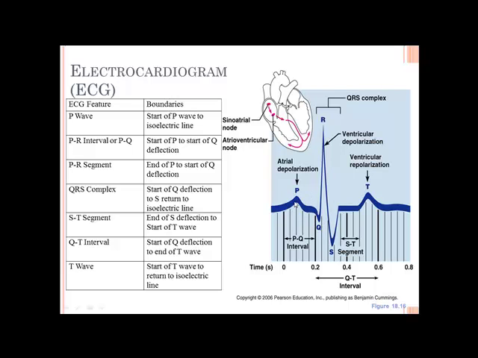So the P wave is going to be the SA node firing. Our PR segment is going to occur from the AV node delay, all right? Then this is going to be our ventricles contracting, so it'll be our Purkinje fibers sending the electrical impulse, and this is just our repolarization.